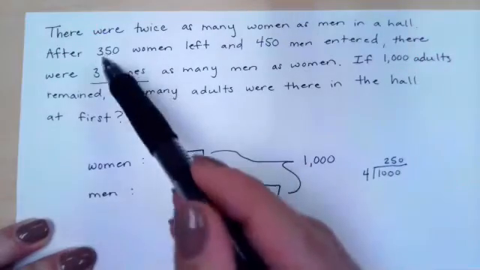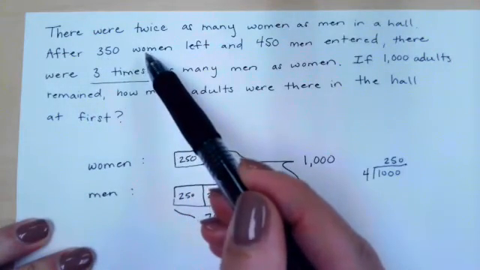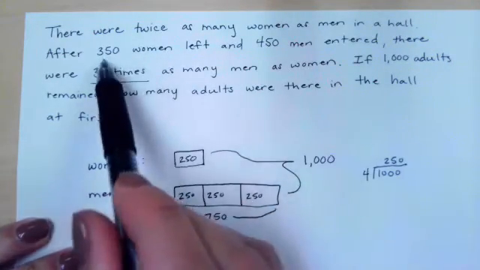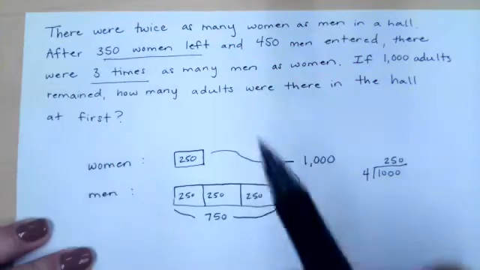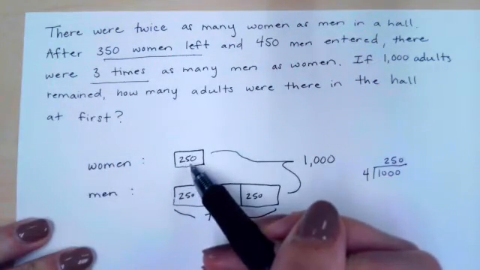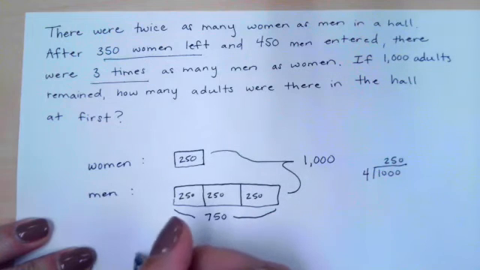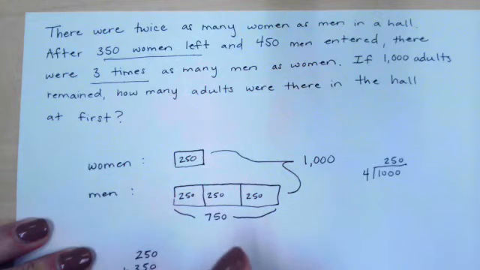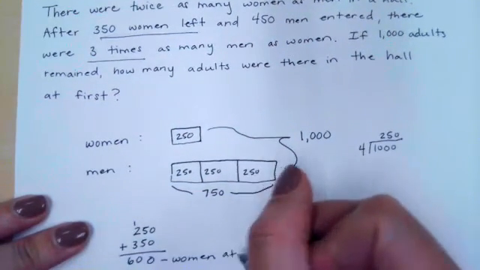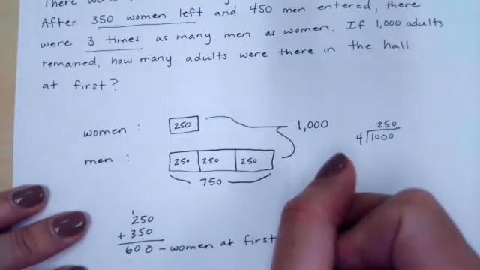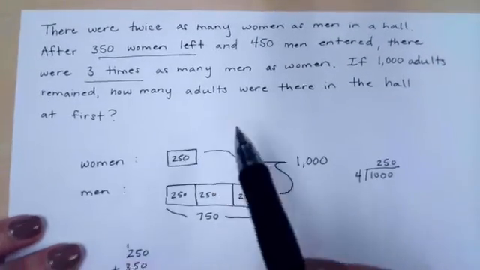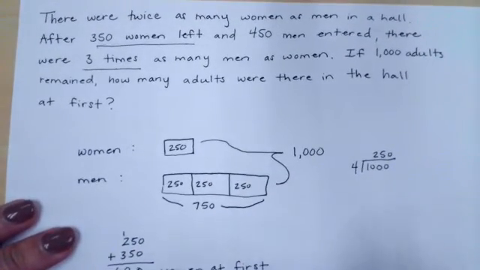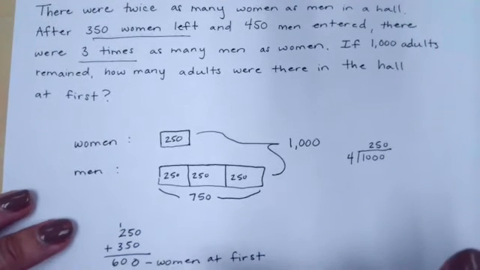So we know that 350 women left. So after 350 women left, we were left with 250. So if we want to know how many women there were at first, we'd say, well, that's the 250 that were left plus the 350 that left. And that gives us 600 women at first. All right, so we need to know how many adults there were at first. So that's 600 women. Let's see if we can figure out how many men.